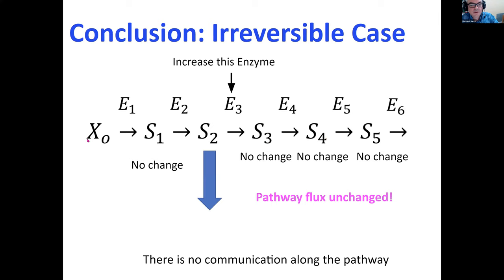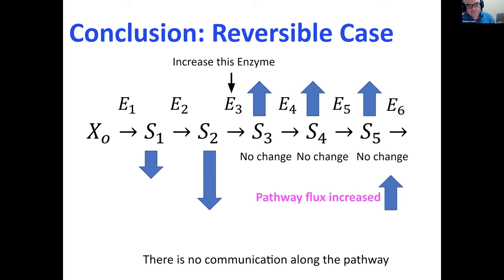This just summarizes what I did. In the irreversible case, the flux is unchanged, and the only thing that happens is S2 goes down. That's because there's no communication along the pathway. For the reversible case, everything changes, and even the pathway flux increases as well.